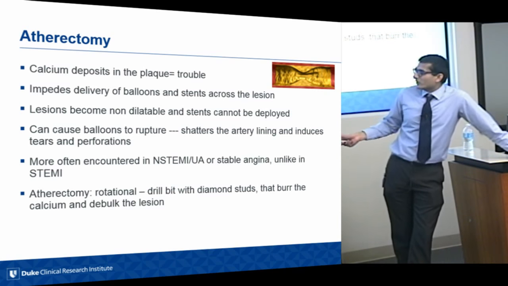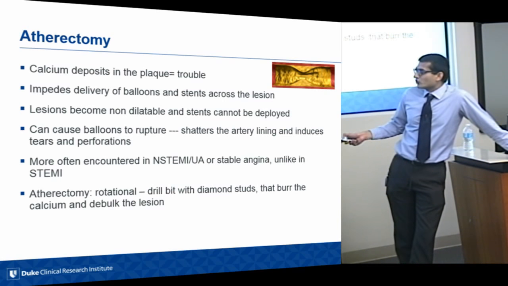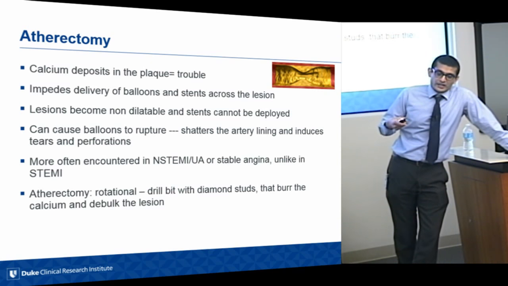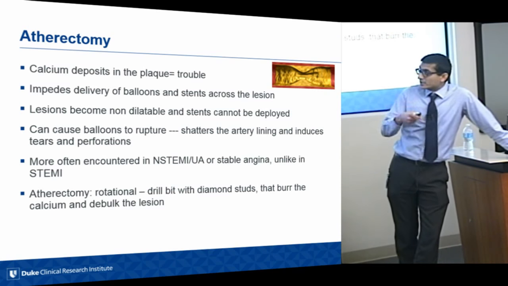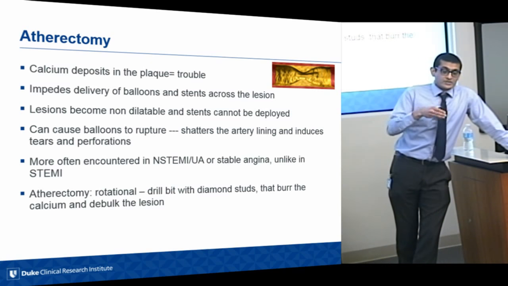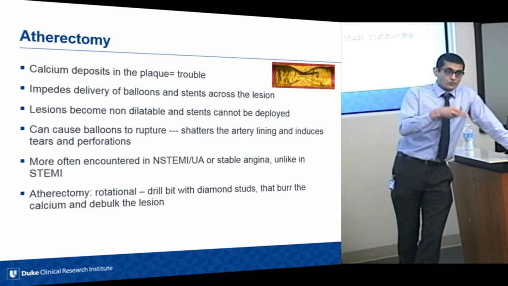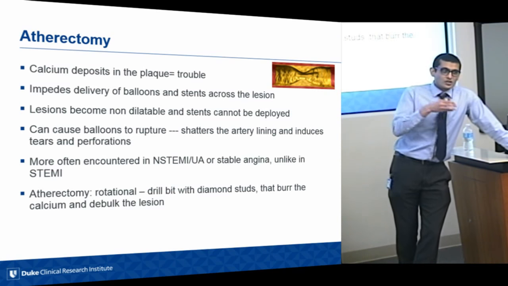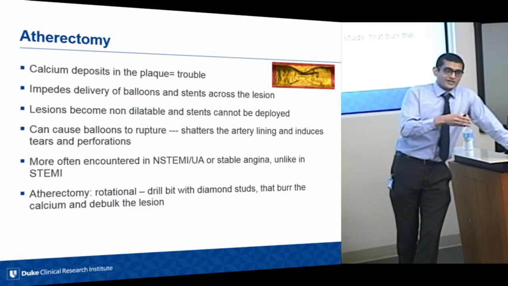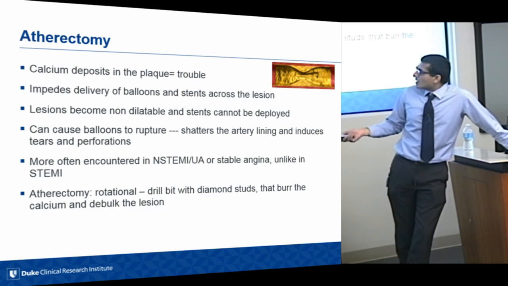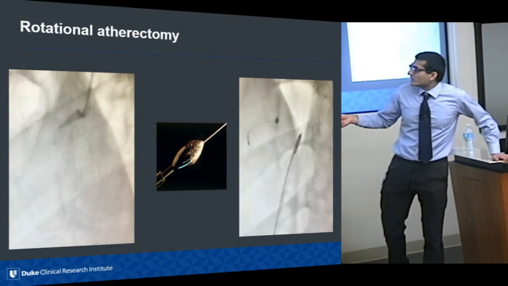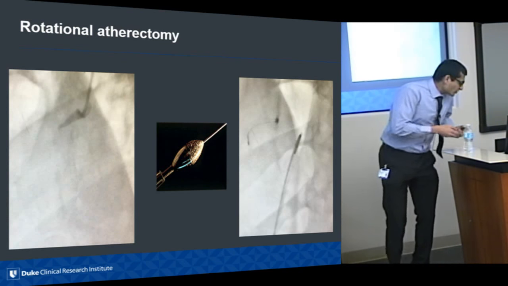And so rotational atherectomy is essentially a drill bit with diamond studs on it. It rotates about 160 to 180,000 times a minute. And as it goes through the lesion, areas that are resistant get drilled through. Areas that are soft kind of move away. And so there's like differential kind of drilling, so you're not drilling normal segments. And so this essentially is what it looks like. Not sure if it's going to play, but.